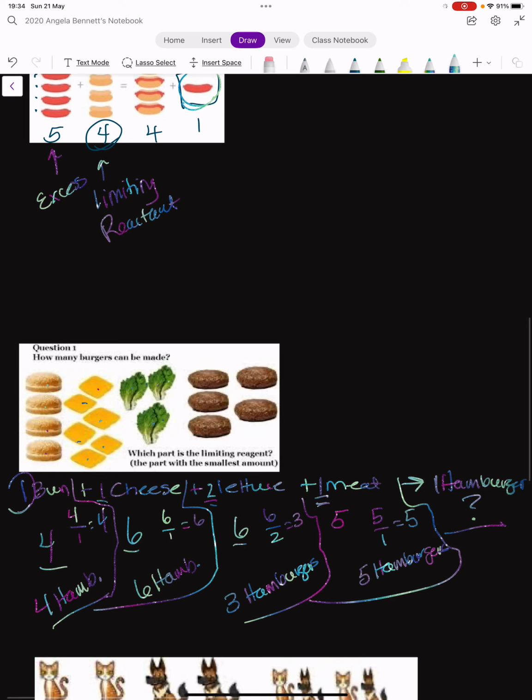All right, so now we have to go through and take a look really quick at how many hamburgers we can make total. I can get 4 from the bun. I can get 6 from the cheese. I get 3 hamburgers from the lettuce. And I can get 5 hamburgers from the meat that I have. So with that being said, that means that my limiting reactant in this particular case is the lettuce. I can only make 3 hamburgers. That's it.